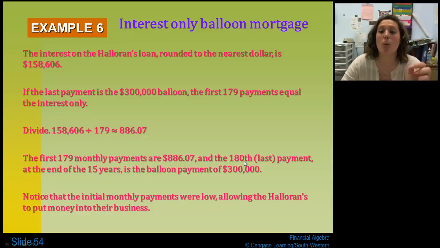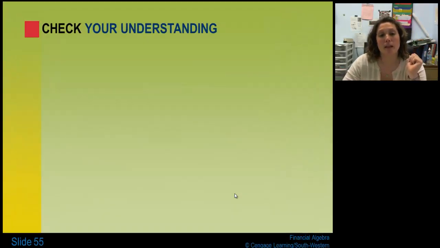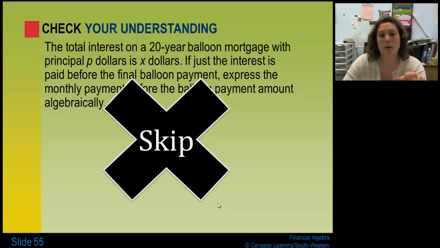So the first 179 payments are interest only. And then the 180th, or the very last payment at the end of the 15 years, is the balloon payment of $300,000. So you can see if you're able to save that money, this works well because your payments are really low. It's a lot easier to come up with almost $900 than it is to come up with almost $2,600. But you'll notice that the initial monthly payments are low, so this allows the Hallorans to put the money into their business. And the check your understanding, we're going to skip this question as well. So that is the end of 8-3.